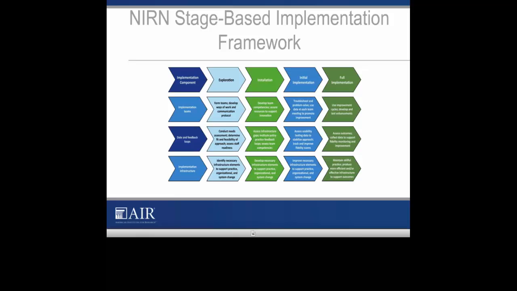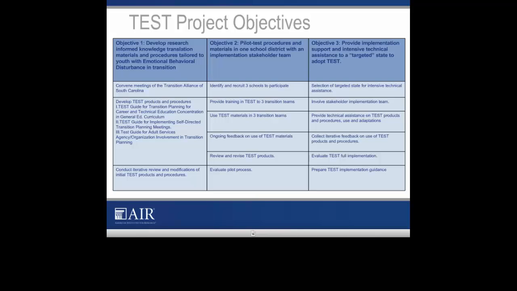And so we use this framework to structure how we were going to develop these findings into practices that can be adopted and used by transition teams nationally. So there were 3 objectives here. First, we wanted to develop the products. That was objective 1. And then to pilot test them, and then finally to provide implementation support and intensive technical assistance to a specific state to adopt and test. And these are the various steps that related to these 3 objectives.